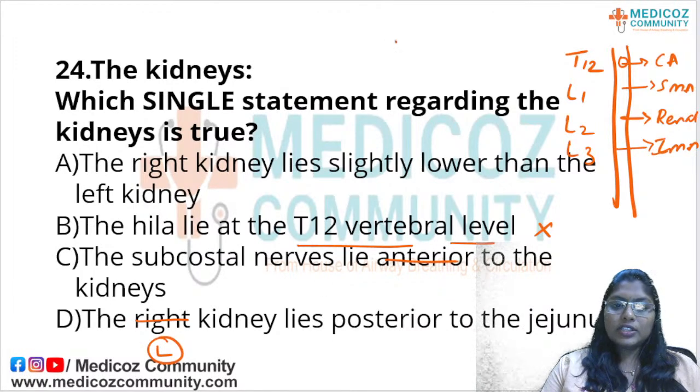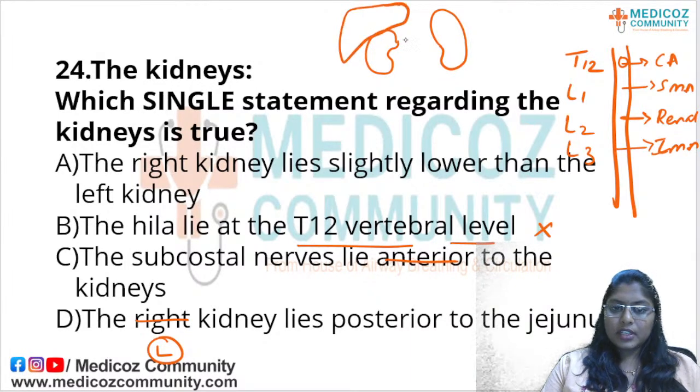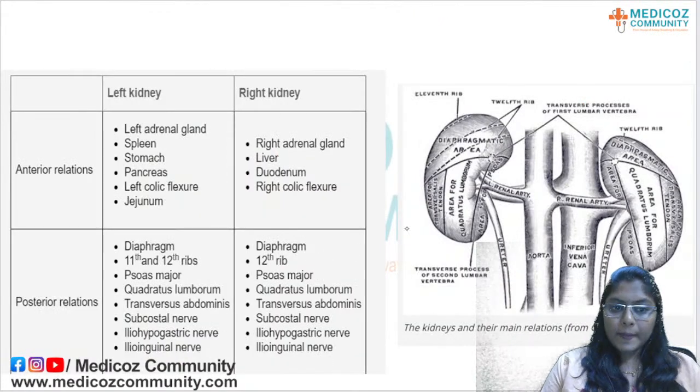And the right kidney generally lies slightly lower than the left kidney because of the presence of the liver. Liver is there, that is why the right kidney is generally slightly lower than the left kidney. Okay. The anterior and the posterior relations of the left kidney and right kidney. First, let us go through the right kidney.